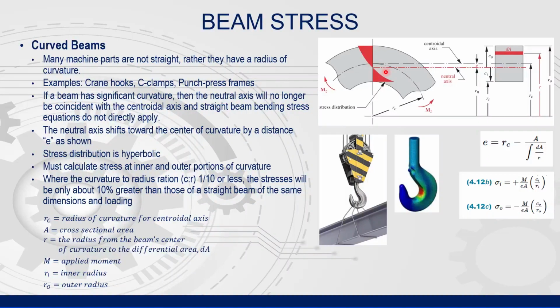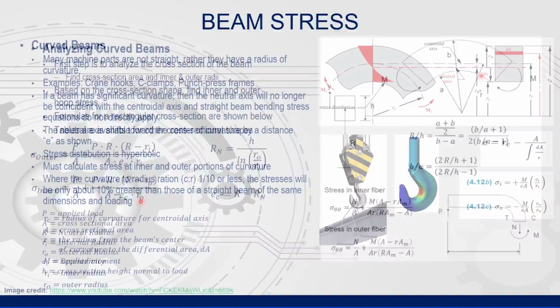The curvature to radius ratio tells you how to proceed with the analysis. If the ratio is less than or equal to 0.1, you can analyze the hook as if it were a straight beam and simply multiply the stress results by 1.1. However, most hooks do not meet this criteria and must be evaluated by other methods.